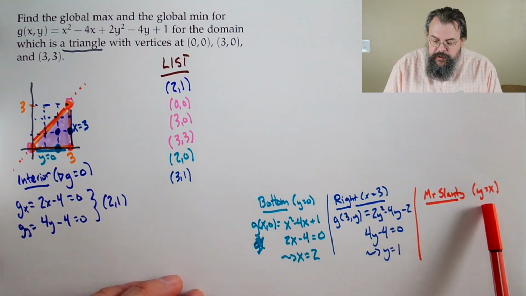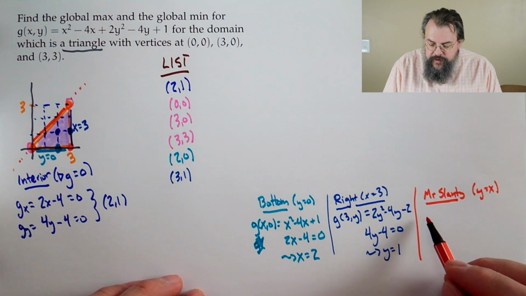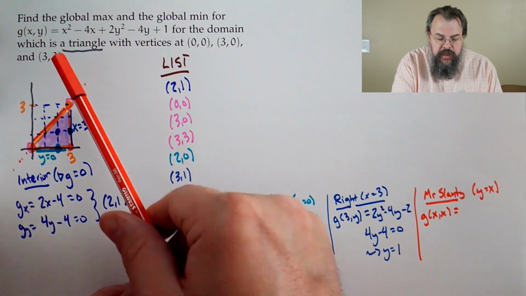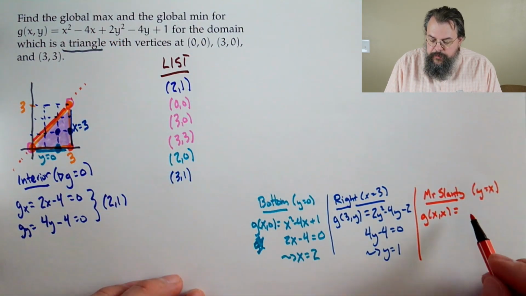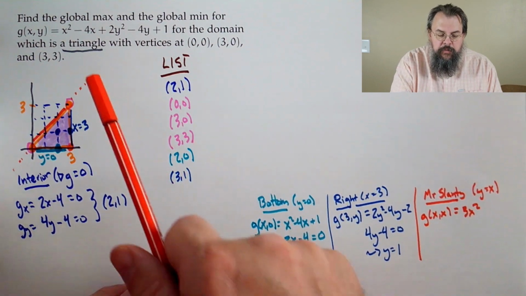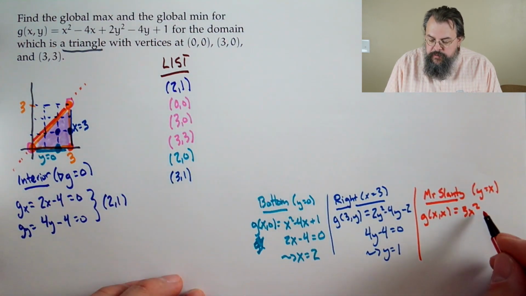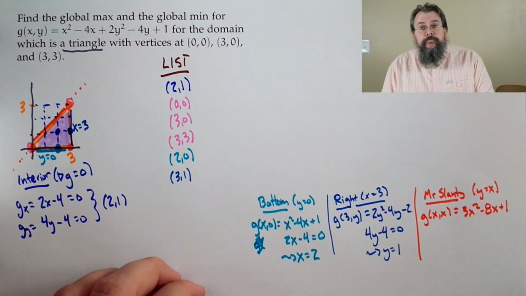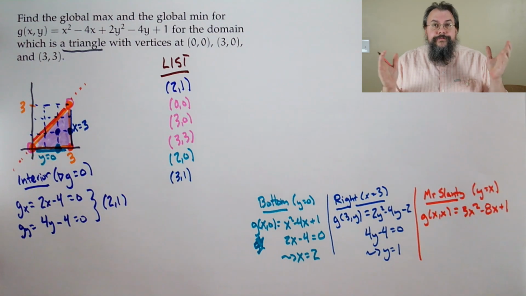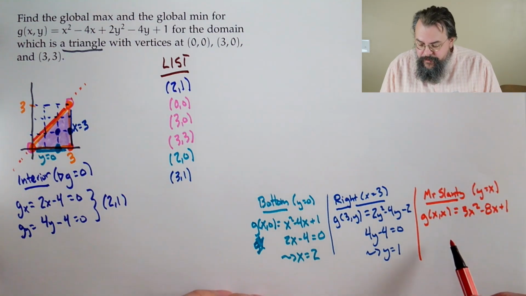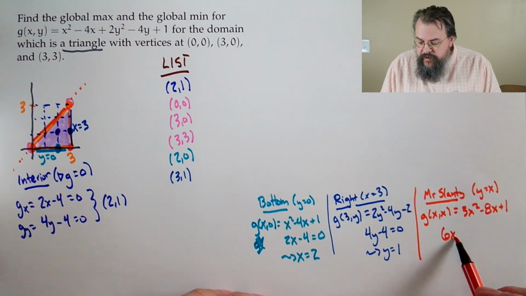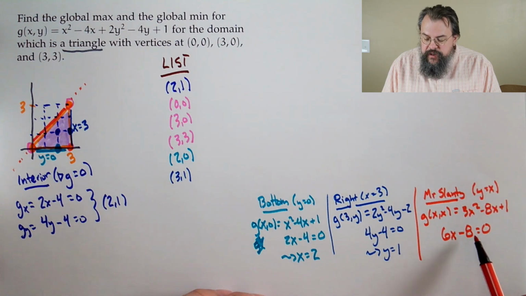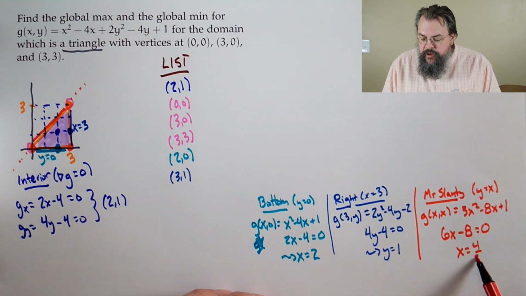So, let's suppose we replace y by x. Then we really have the function g of x. That would be x squared and 2x squared, which makes 3x squared, minus 4x minus 4x, which makes minus 8x, plus 1. Take the derivative, and what do we get? 6x minus 8 equals 0. Or you can divide by 2: 3x minus 4 equals 0, which says x equals 4/3.